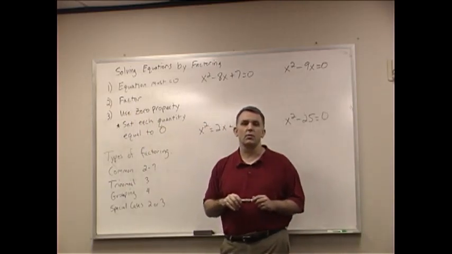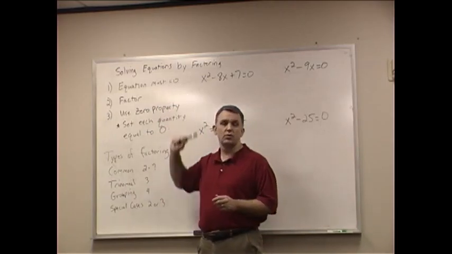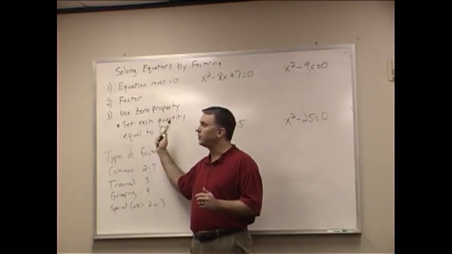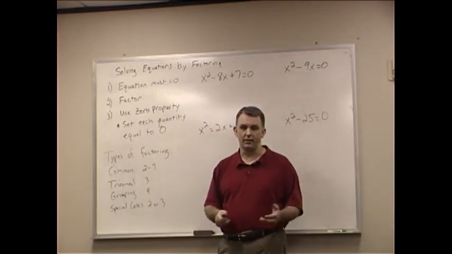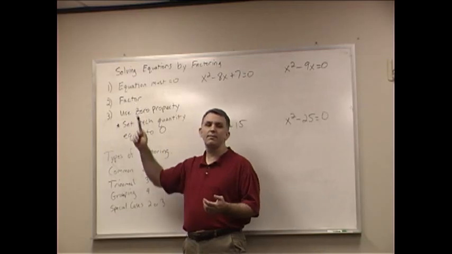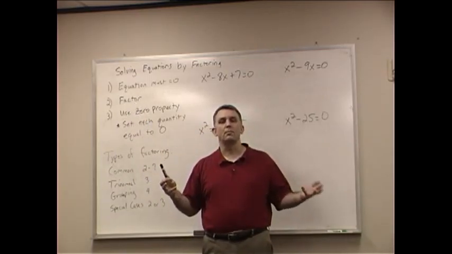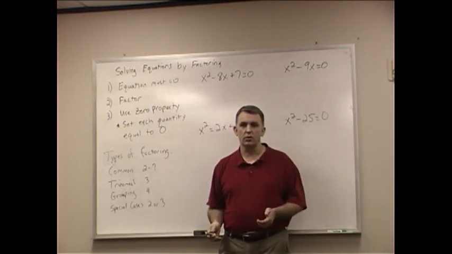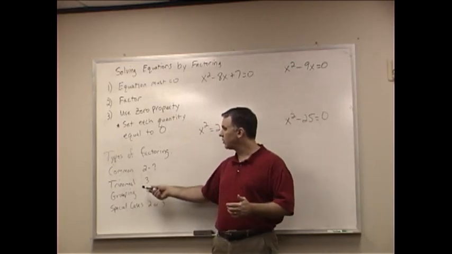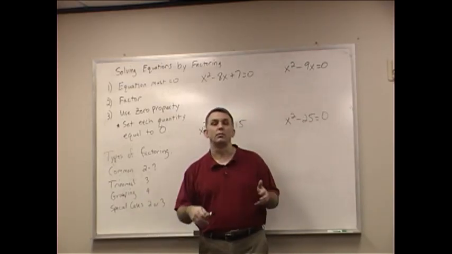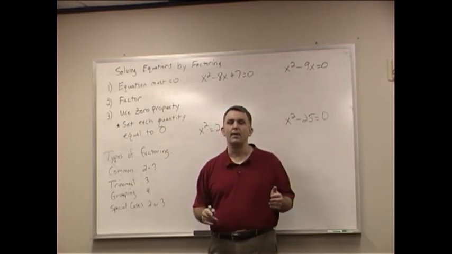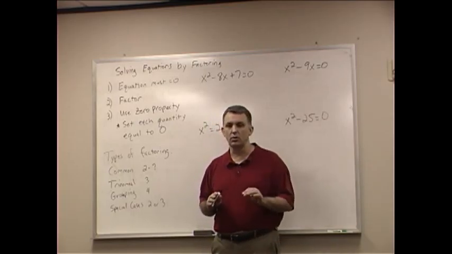All right, the second thing that we're going to be doing is factoring after we make sure the equation equals 0. And then we're going to use the 0 property. That means we're going to set each quantity equal to 0 and we're going to solve it. Now, one of the things that comes up is I just say factor. When you look at the problems, they're not going to tell you factor this one using common factoring, factor this one using trinomial factoring, factor this one by grouping, or factor this one because it's a special case. You're going to have to look at the problem and determine what kind of factoring to use.